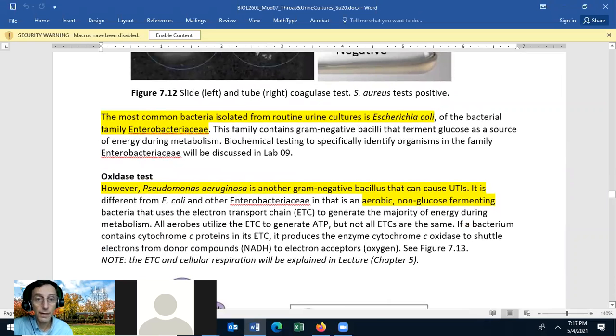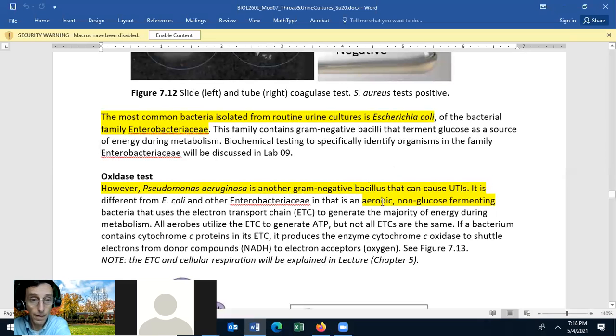The most common bacteria isolated from urine cultures is E. coli, which is in the family Enterobacteriaceae. And there are specific biochemical tests that you can use to identify this family. For example, all of this family are gram-negative bacilli. They all ferment glucose. There is another gram-negative bacilli, though, that's in another family. It's in the Pseudomonadaceae family, and Pseudomonas aeruginosa is a bacteria that can cause a UTI.